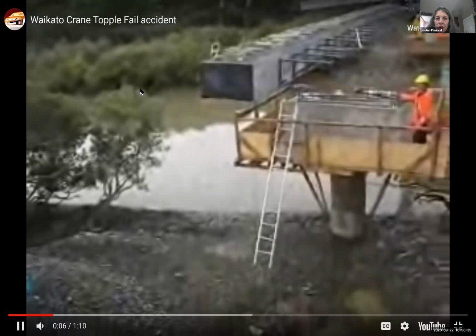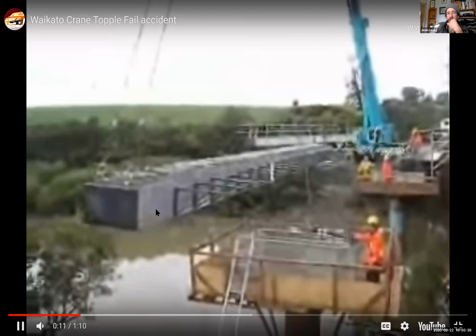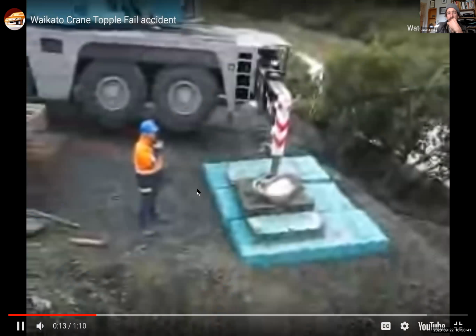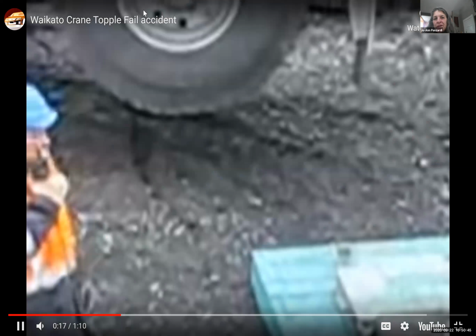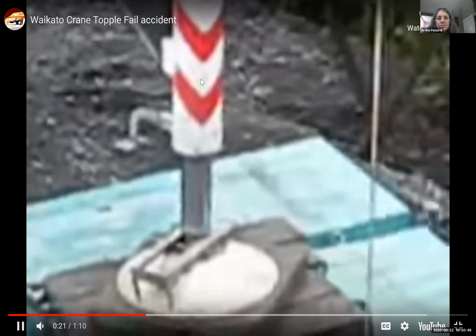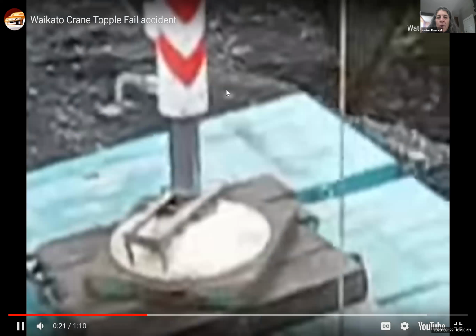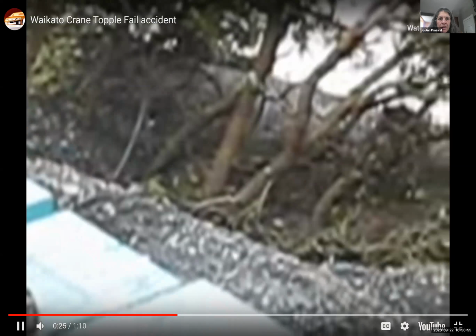So it's a crane that's behind your view. See, here's the crane and the boom is up from here. This is a poor quality video, but he's bringing this in now.